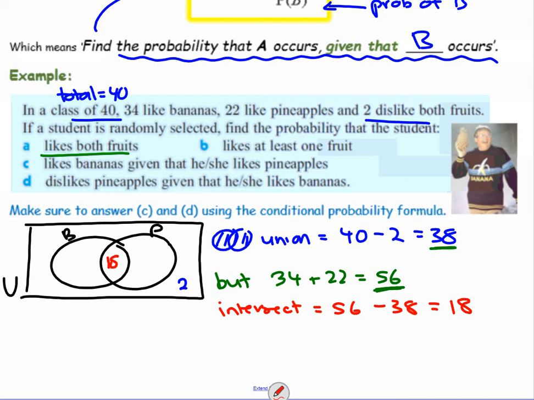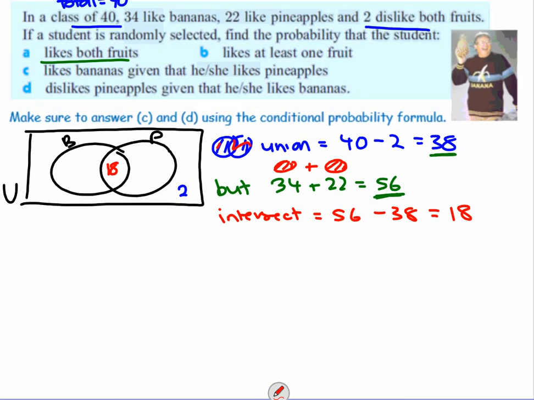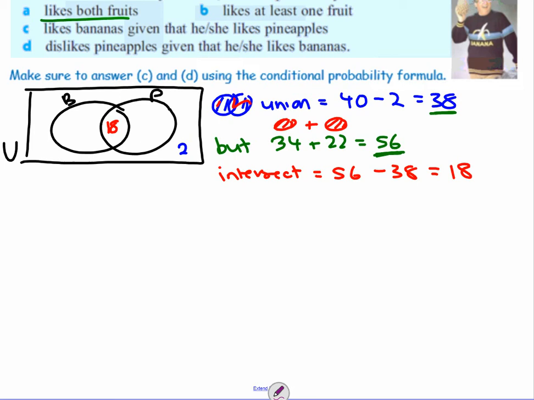So what you do is you work out what the union should end up being, 38, work out what the 2 circles added together are, 56, and the difference there gives you what the overlap, the intersect, is. So that's hopefully going to help us to answer this question. Find the probability that the student likes both fruits. So that's just the intersect. Also, it might be helpful to work out the rest as well.